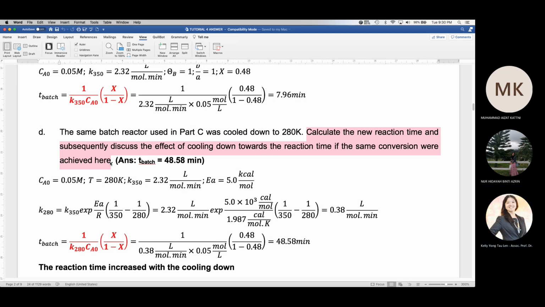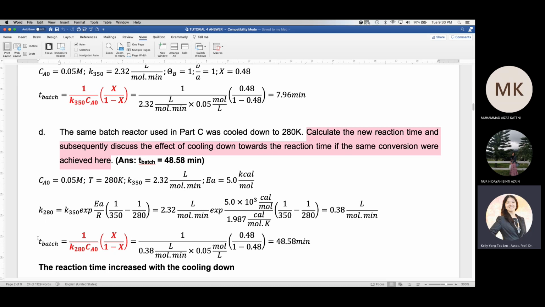So maksudnya part C dengan part D masih batch reactor, masih sama conversion tetapi ubah temperature. So dia tanya ada tak beza terhadap masa. Okay, so part ni lah kamu kena faham. First of all, kita tengok balik equation. Equation mana yang kita nak guna?